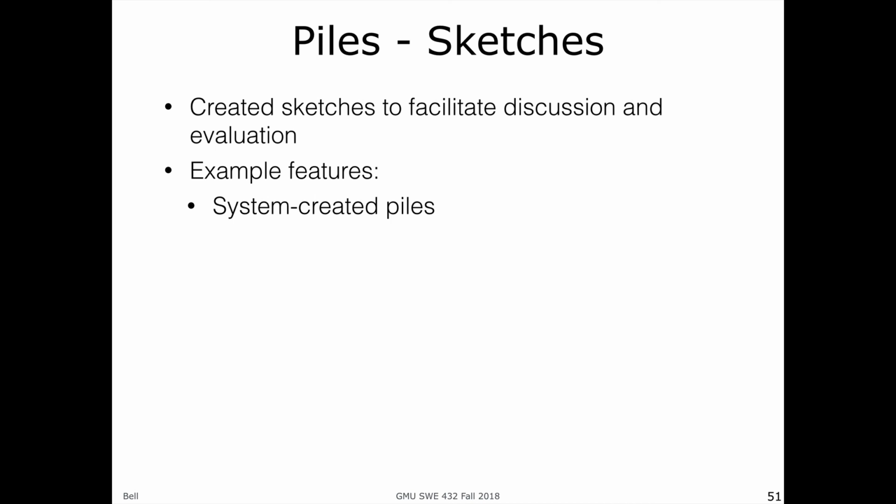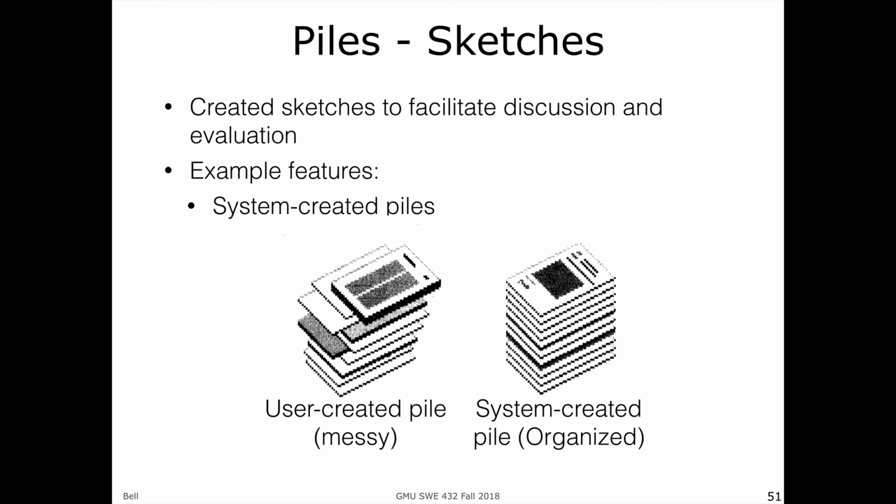So the researchers then went on to create sketches of what a digital pile system might look like, which made it much easier then to start to evaluate the idea of piles in a system and discuss it in greater detail. So one example sketch for one kind of interaction is looking at how maybe you can pile things, where either the end user is creating the piles or where the system is automatically creating the piles.